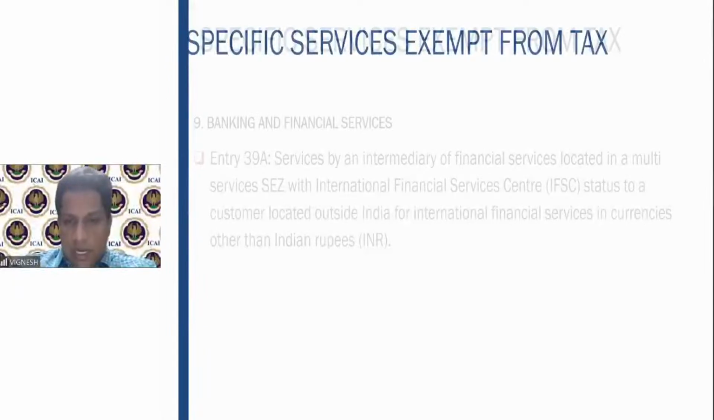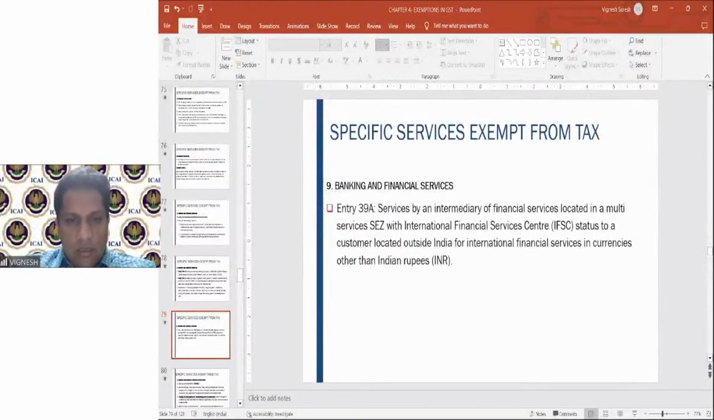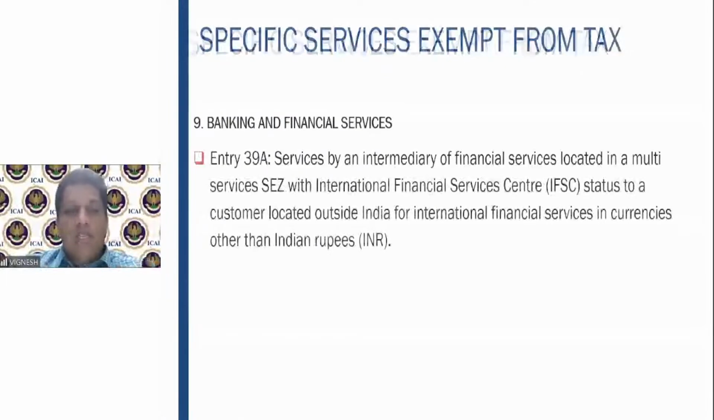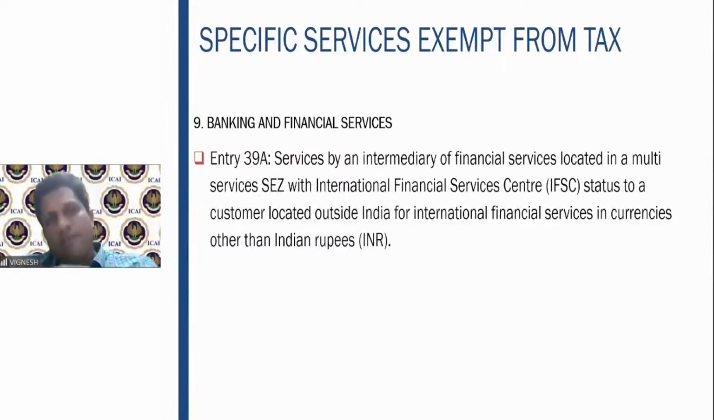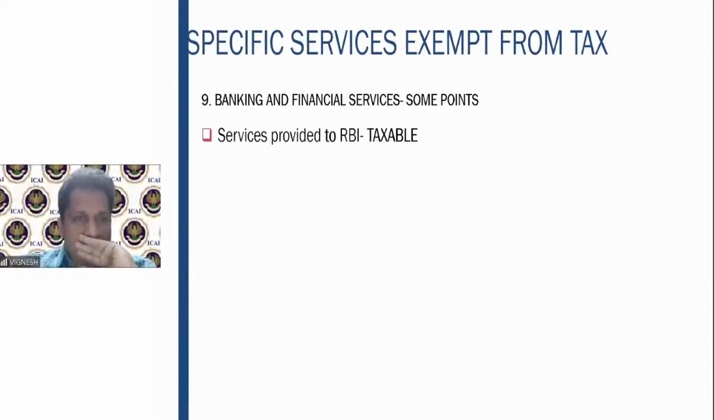And then services by intermediary of financial services. Services by intermediary of financial services located in the multi-services special economic zone with IFSC status to a customer located outside India. So what is this? Financial services intermediary is there. They provide the services to a customer located outside India and for currencies other than INR. That means what? He is located here. Like example, Wells Fargo Bank is in SEZ. That bank is located here in the Indian territory, but in a special economic zone. So here the services are being provided to one of the customers of Wells Fargo Bank, which is located outside the country, and in currencies other than INR. So these are exempt from GST.